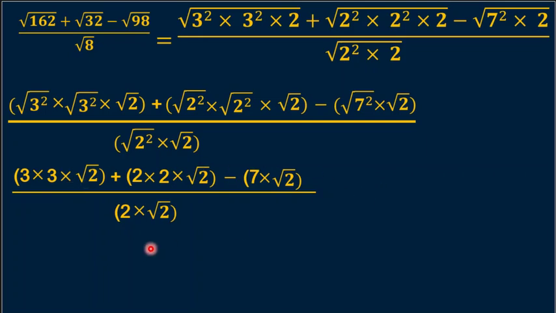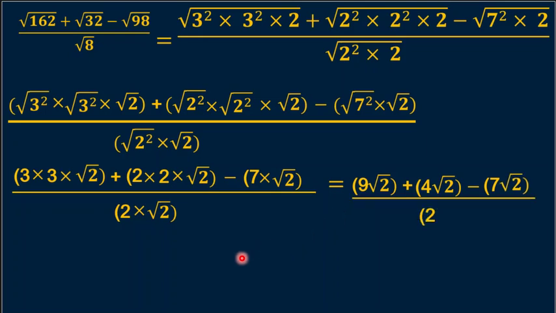Now we are not done yet. You can still go further. We have 3 times 3, which is 9. So we get 9 root 2. We have 2 times 2 here, which is 4 root 2. Now 7 times root 2 is 7 root 2 divided by 2 root 2. Alright.